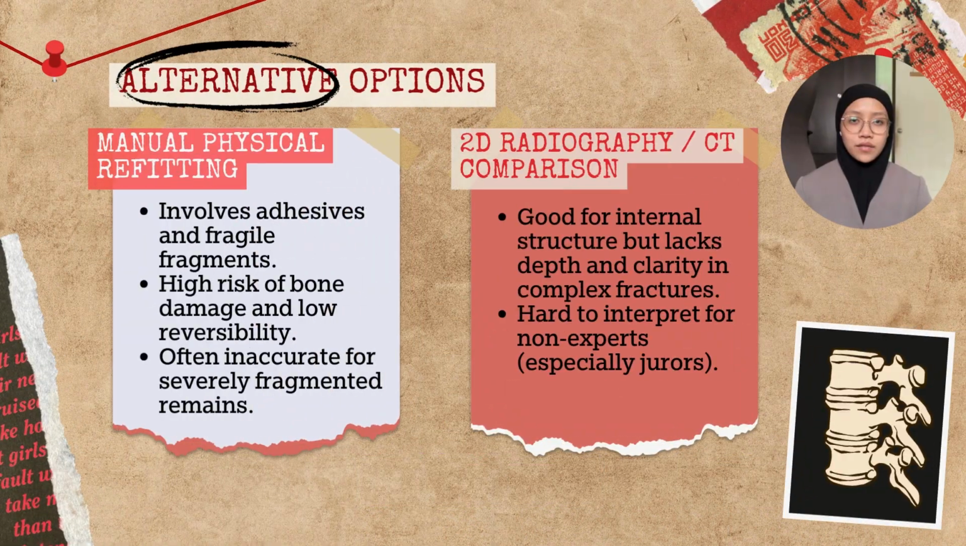Next are the alternative options that are mentioned in the paper. The first one is called manual physical refitting. It involves adhesive and fragile fragments. It can pose a high risk of bone damage and low reversibility, and it is often inaccurate for severely fragmented remains. Next is called 2D radiography or CT comparison. It is good for internal structure, but it lacks the depth and clarity in identifying complex fractures, and it is hard to interpret for non-experts in the court, especially for the jury.